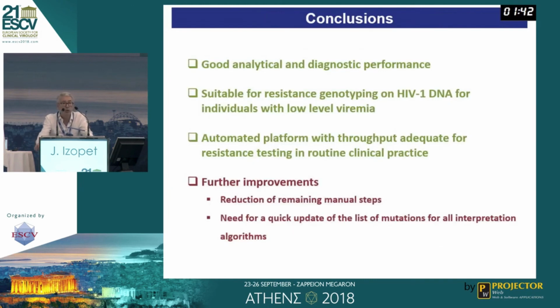In conclusion, we observed a good analytical and diagnostic performance of the Vela system. This system is suitable for resistance genotyping on HIV DNA for individuals with low viremia, but more data are needed to evaluate the clinical relevance on this topic. Vela provides an automated platform with throughput adequate for resistance testing in routine clinical practice. Further improvements are awaited: reduction of remaining manual steps, and a need for a quick update of the list of mutations for all interpretation algorithms.